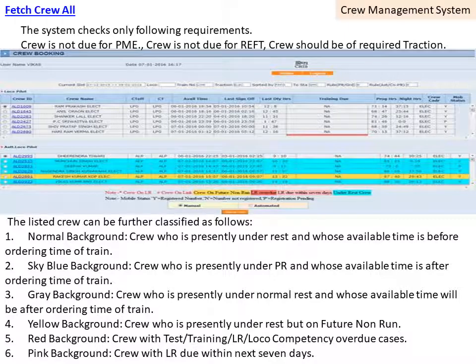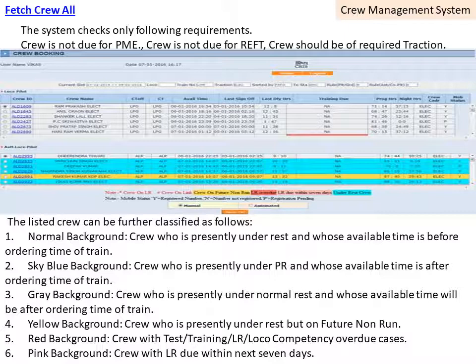Then fetch as per rule. If we have booked a second person, the reason is to be given exactly. The various colors also indicate status: normal background, sky blue background, red background, yellow background. Normal background means the crew is presently under rest, and the available time is before the ordering time for the train. So he is readily available, and now we can book the crew.